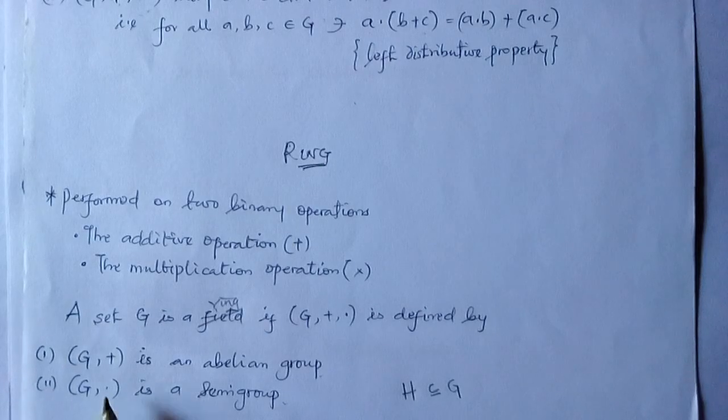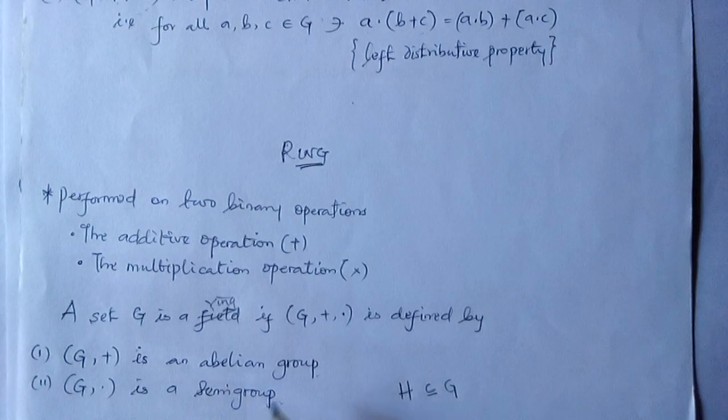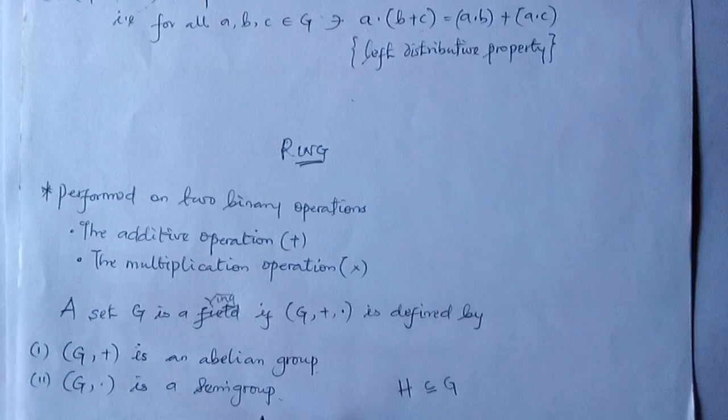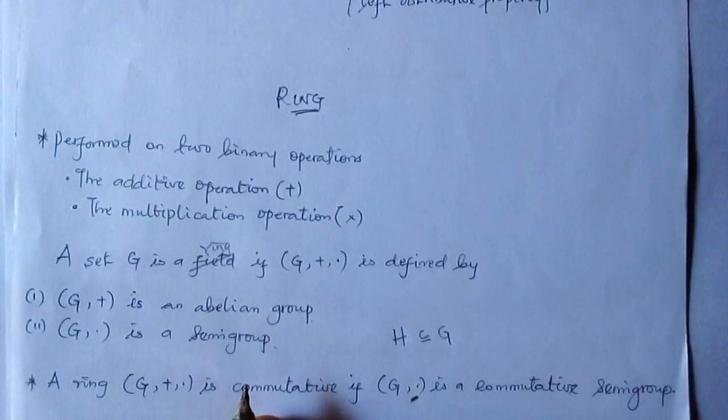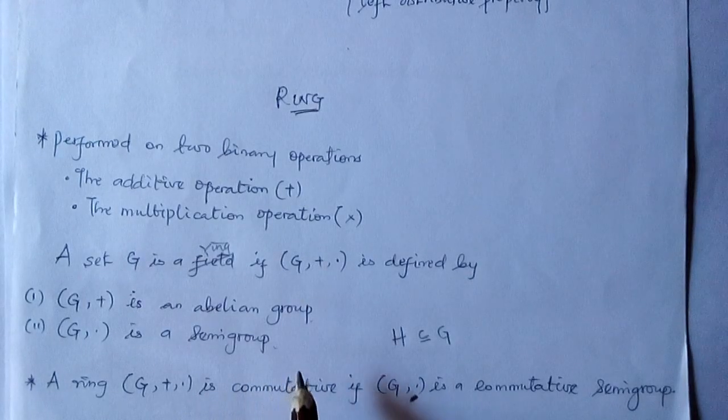Now a semigroup is different from a subgroup. A semigroup contains two properties, closure and associativity. Lastly, for a ring to be commutative, we need G under the multiplicative operation to be commutative. If this is a commutative semigroup, then we have the ring G to be commutative.